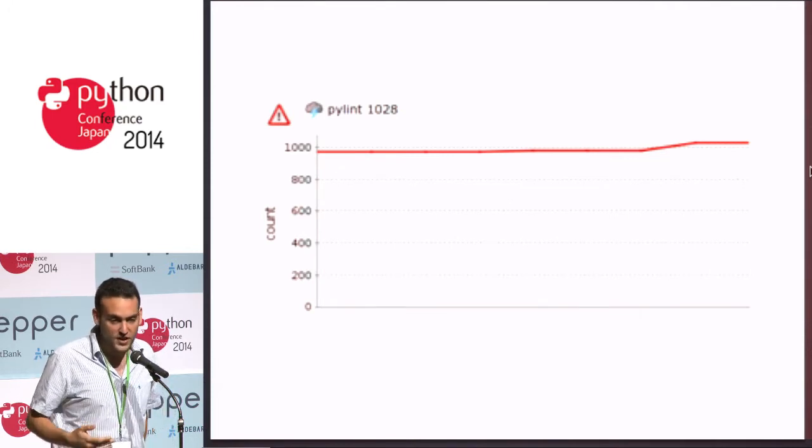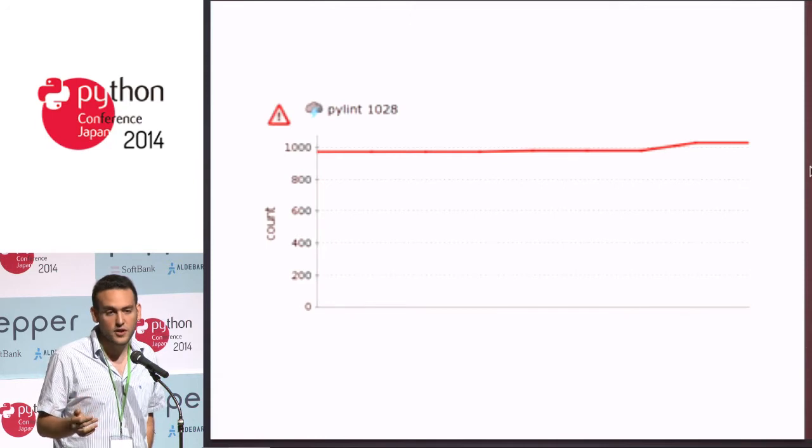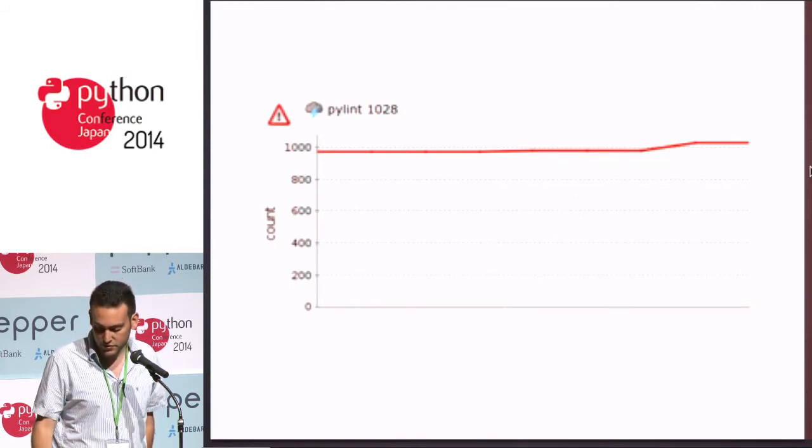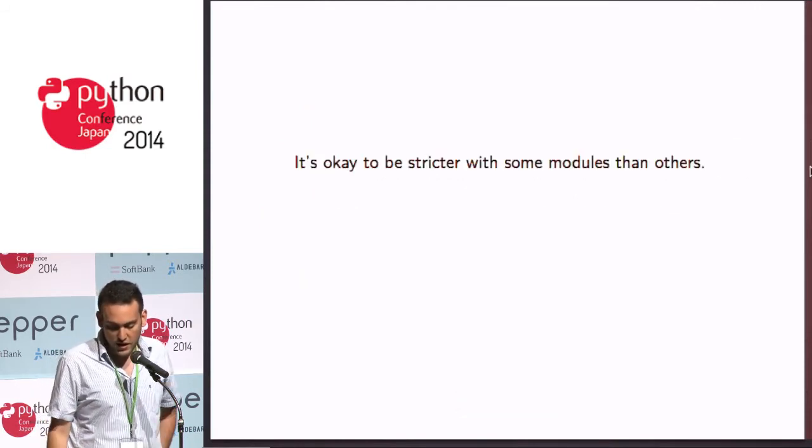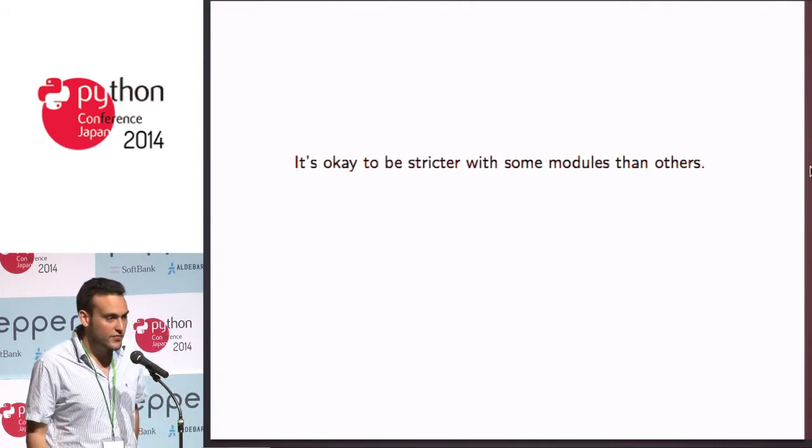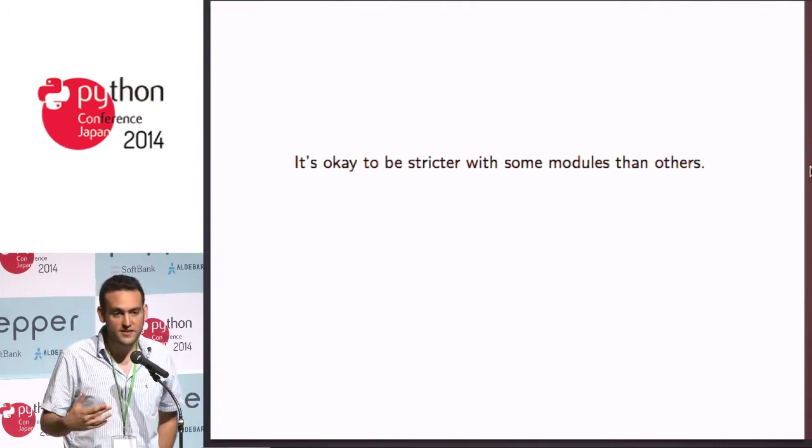So rather than using a plugin like this, again, I would recommend that you just get it to 0 and decide that no build or no deployment of your project is good if there's at least one error message. And that's far easier to start using. Another thing that you can do to ease the transition is it's okay to be stricter with some modules than others.